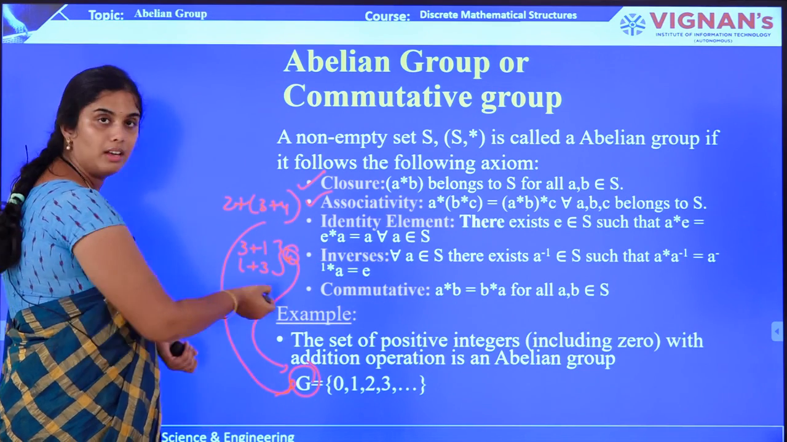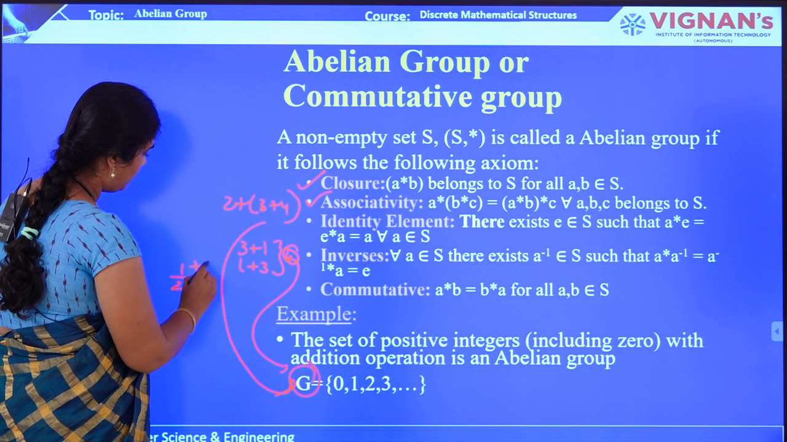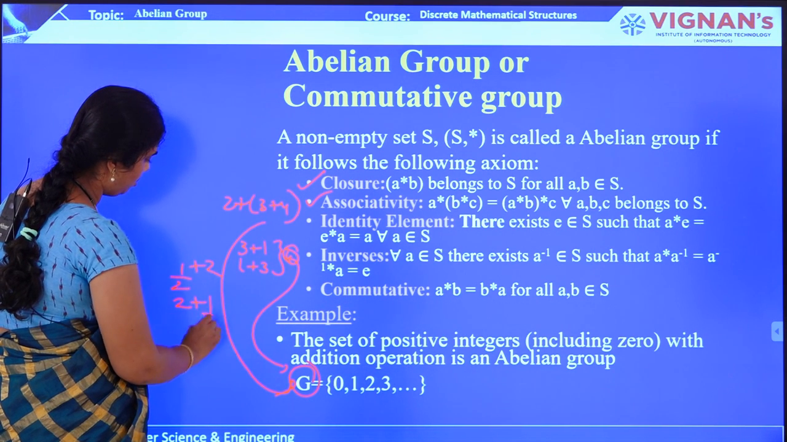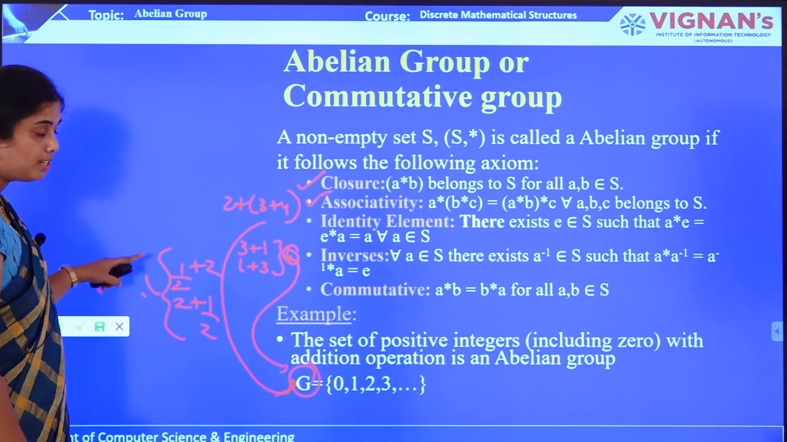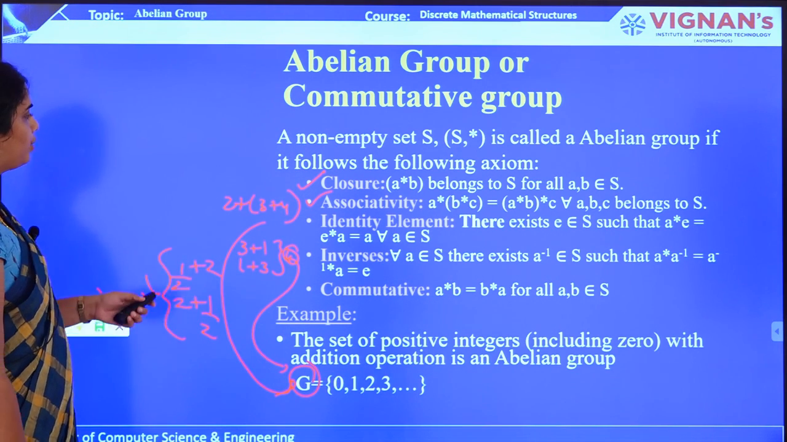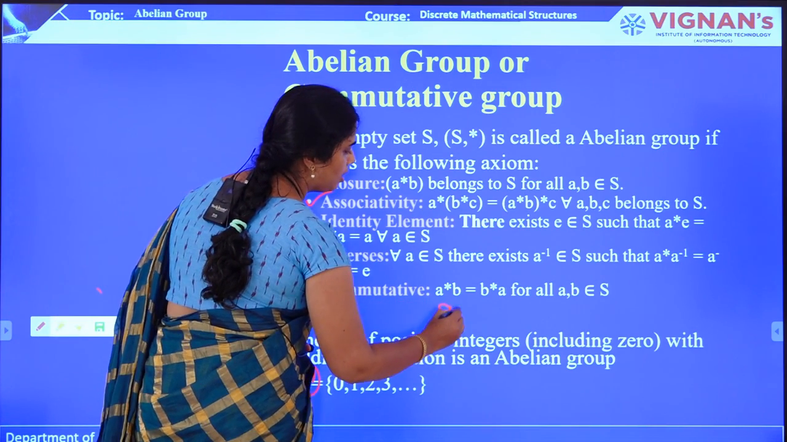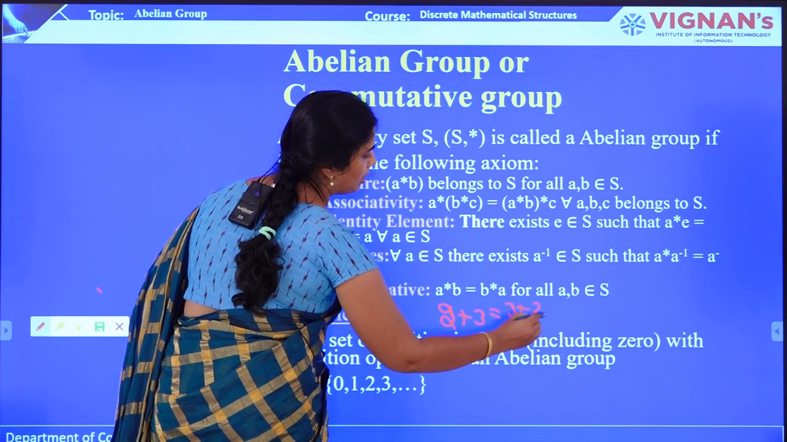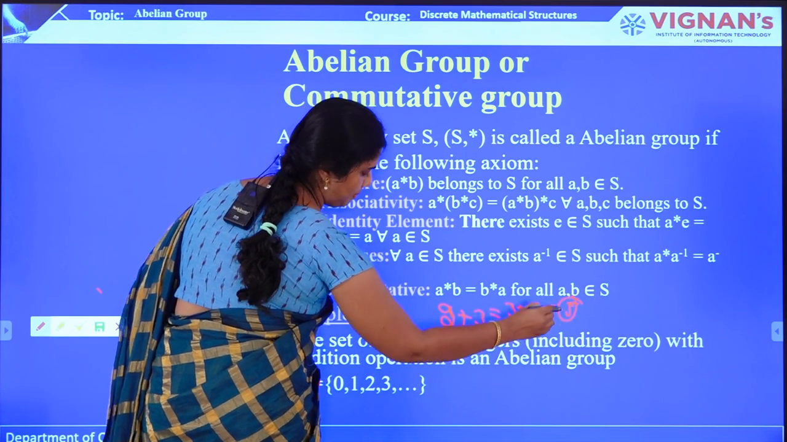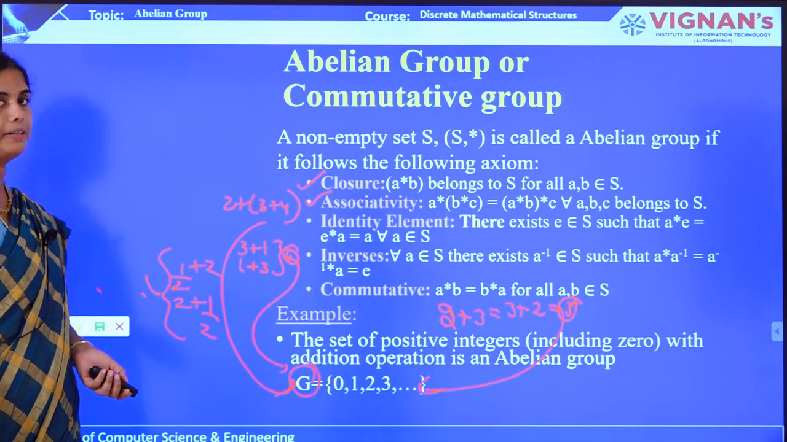Next, inverse. As I already said, 1 by 2 plus 2 and 2 plus 1 by 2, whatever you will be getting, the same result you will be obtaining over here. So that is also present in our given group itself. And next comes the commutative property. What is this commutative property? 2 plus 3 will be definitely equal to 3 plus 2 and both results will be equal to 5. Is this 5 present over here? Yes, it is present. So it is obeying the commutative property also.